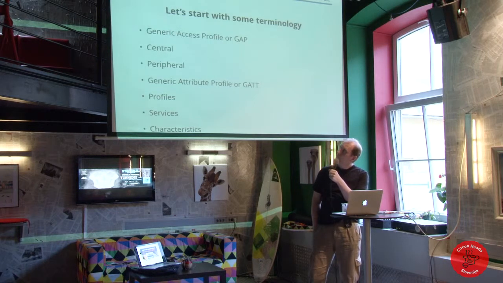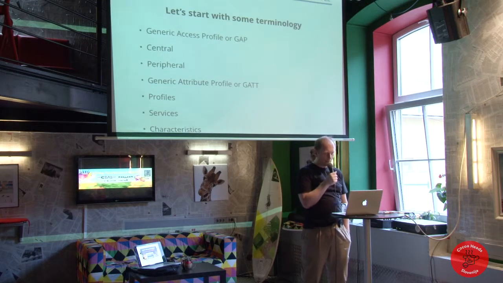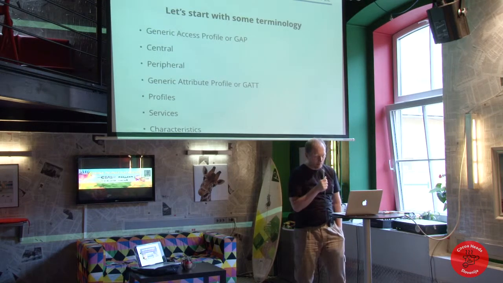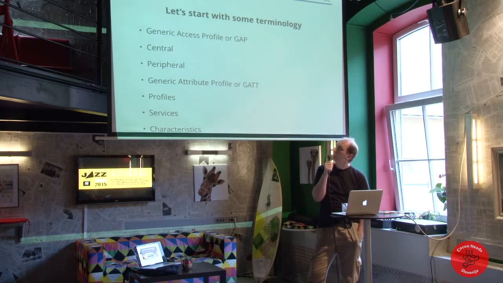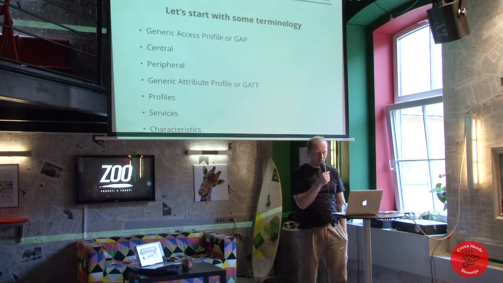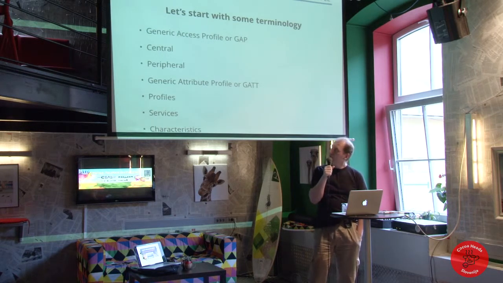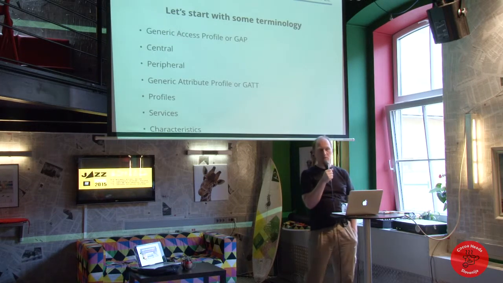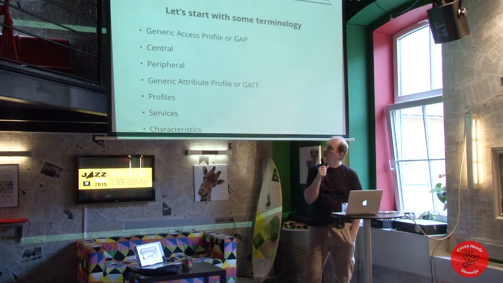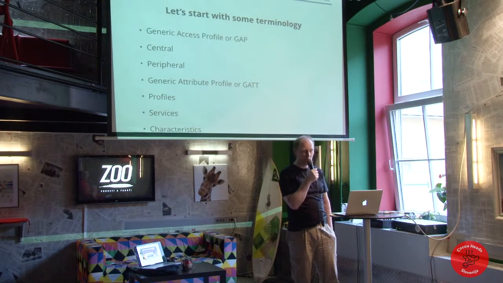So they are listed in the hierarchy. The top one is the GAP, which defines how your device is visible and how devices can and cannot interact with each other. And there are many different types defined, but the two most common ones are central and peripheral. The central would usually be your phone or tablet, and a peripheral is, I don't know, something like a heartbeat monitor.